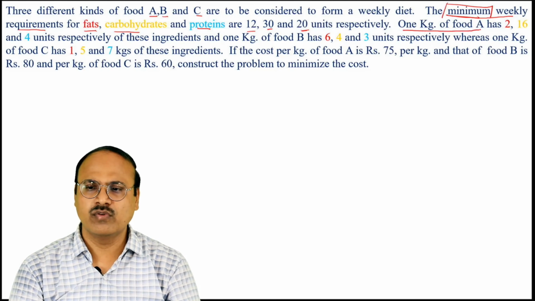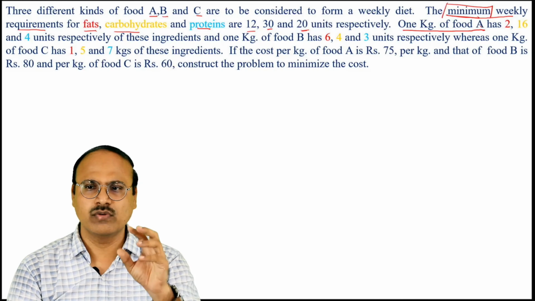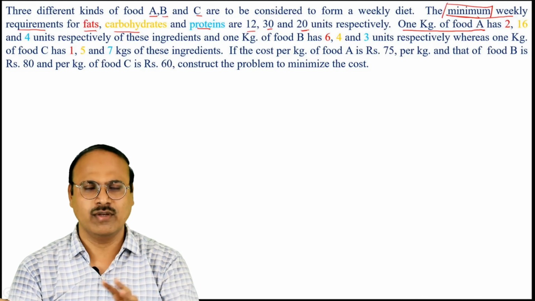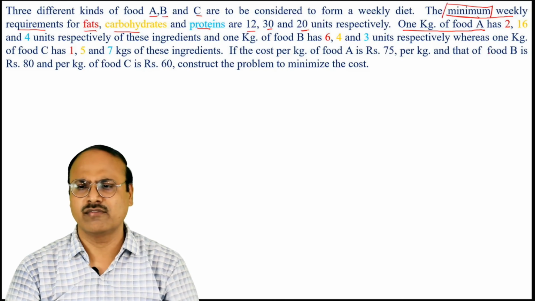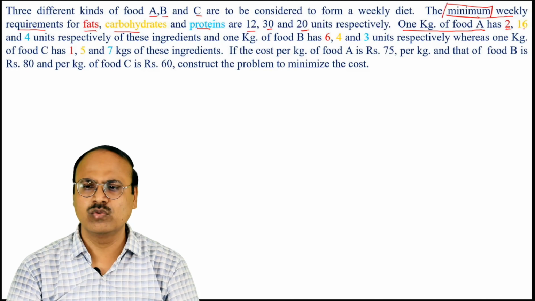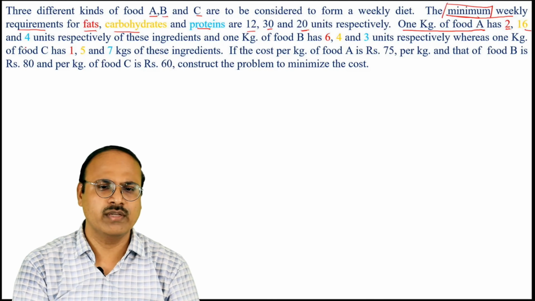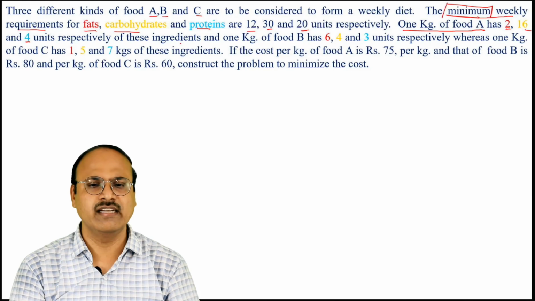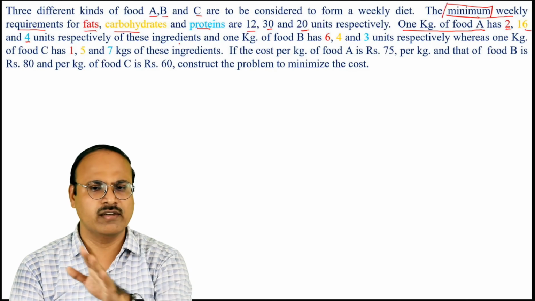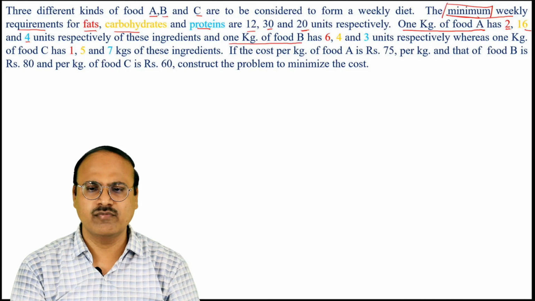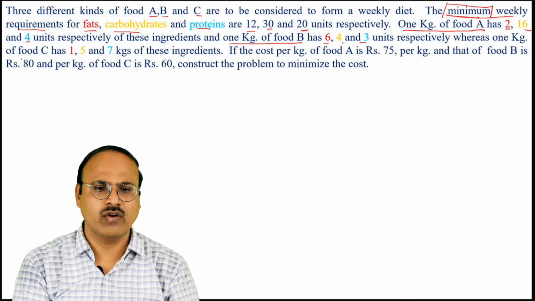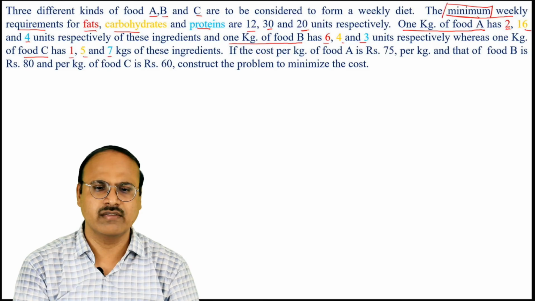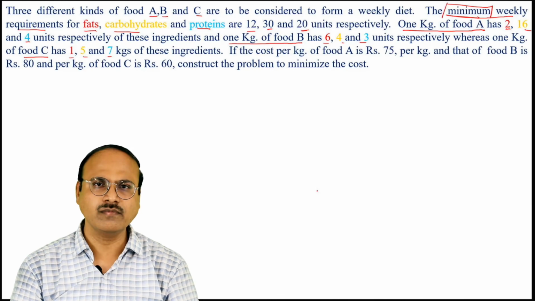1 kg of food A. So if you take food A, say for example you take salad, or you take some kind of sabji. Okay, you can think of A, B, C in that format. So 1 kg of food A has 2, 16 and 4 units respectively of these ingredients. What are those ingredients? Fats, carbohydrates and proteins. Similarly, 1 kg of food B has 6, 4 and 3 units of fats, carbohydrates and proteins, whereas 1 kg of food C has 1, 5 and 7 units of these ingredients.